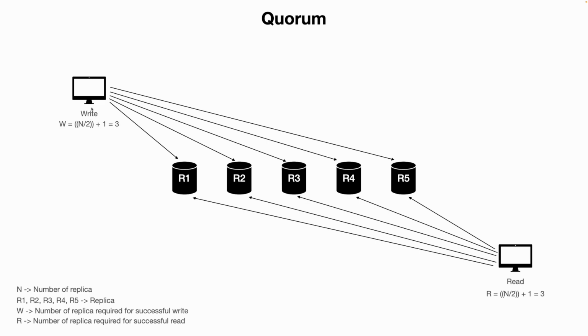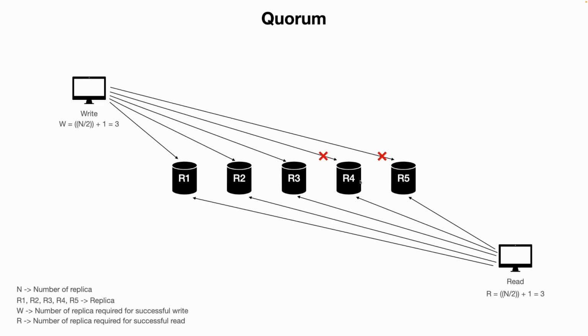Same example, where the client is making a write request. Here is how we calculate W: W is equal to N by 2 plus 1, that means 3. And the same for R: R is equal to N by 2 plus 1, which is 3. So if 3 out of 5 successfully acknowledge, then we can mark that request successful. Let's suppose this client is making a write request to these 5 replicas, and we got success only from R1, R2 and R3. The write request on R4 and R5 failed here.